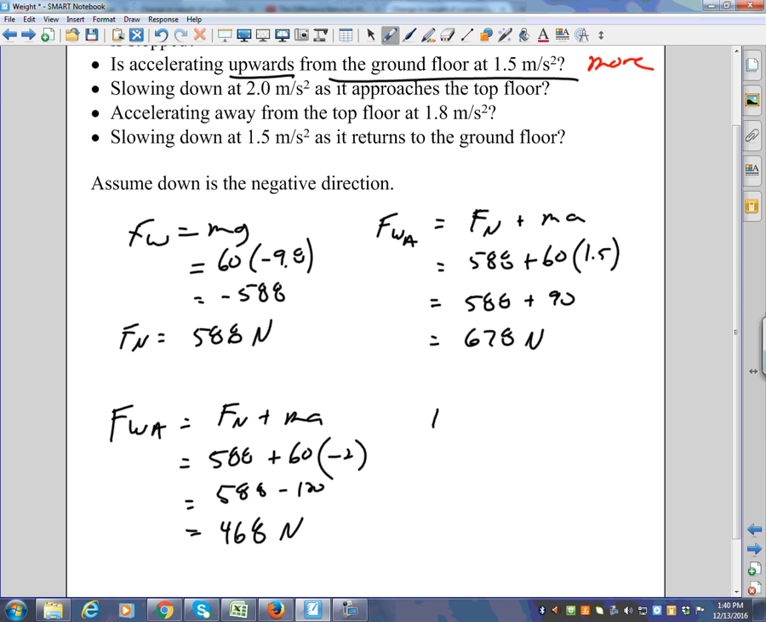Okay. What about, I guess this is A, B, C, D. This is D, right? Accelerating away from the top floor at 1.8. So I'm at the top of the CN Tower, standing on my scale, and the elevator leaves me behind. Just like the leaves on the trampoline, I kind of hang there for a second, like Wile E. Coyote in the cartoons, right?